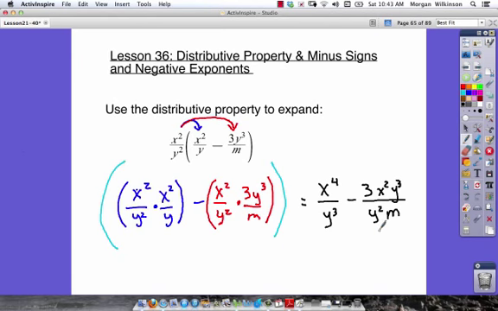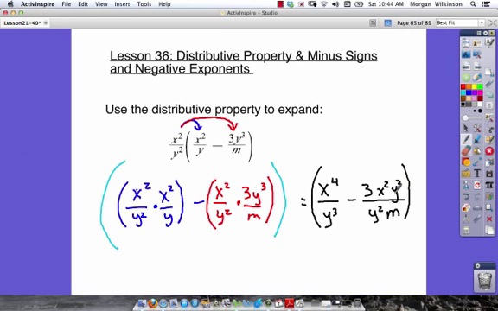Alright, now when we go ahead and look at this, what we want to see is if we can simplify. If we can simplify this at all, we're going to go ahead and do that. Let's put this back in parentheses first. We've got x to the fourth over y to the third. We can't simplify that. Then we've got minus 3 x squared y to the third over y squared m.